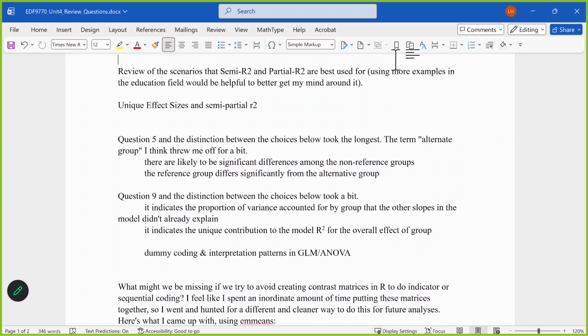Yeah, I like semi-partials better if you're talking about the contribution of a variable to the model, but if you're talking about that individual slope, then partial, I think, is an acceptable version of that as well.